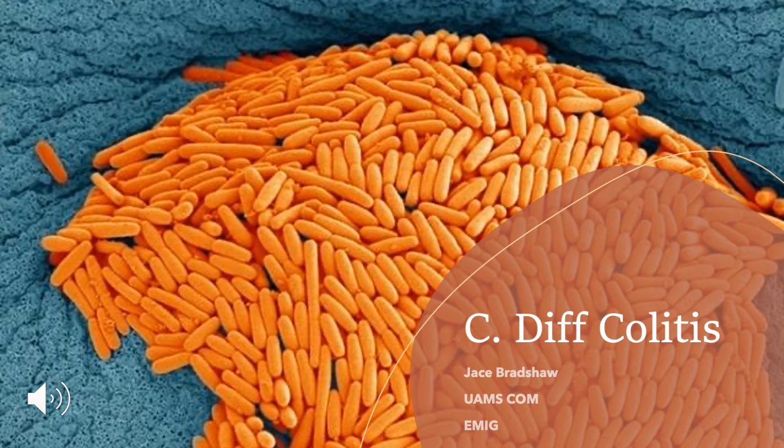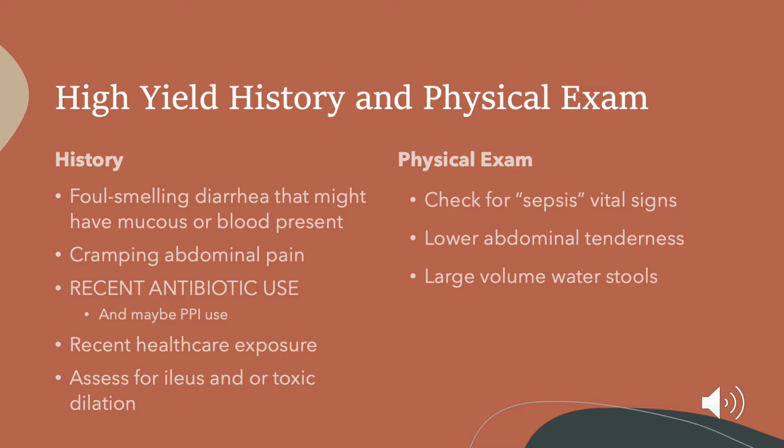Hey everyone, today we're going to talk about C. diff colitis. C. diff is interesting because in healthy people, it's normally inactive, but whenever you take antibiotics or other things that might kill your gut flora, it leads to an overgrowth of C. diff and enterotoxin release. High-yield history and physical exam to catch this diagnosis.